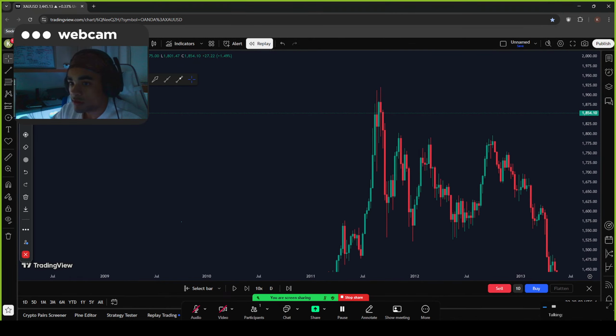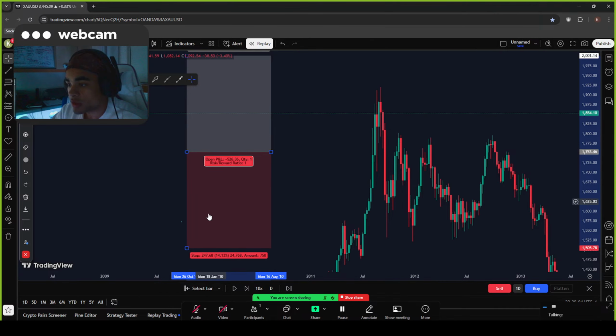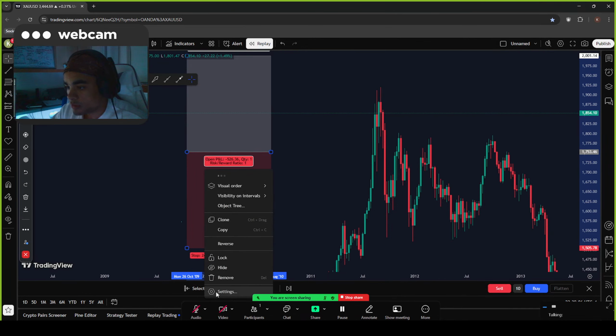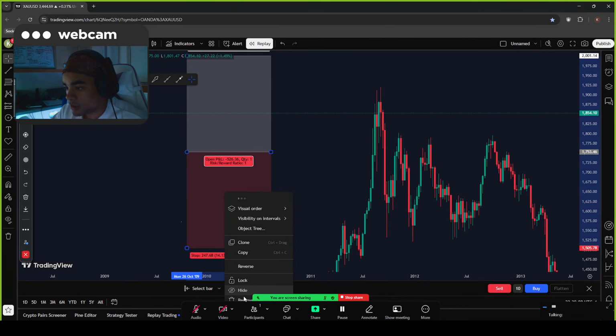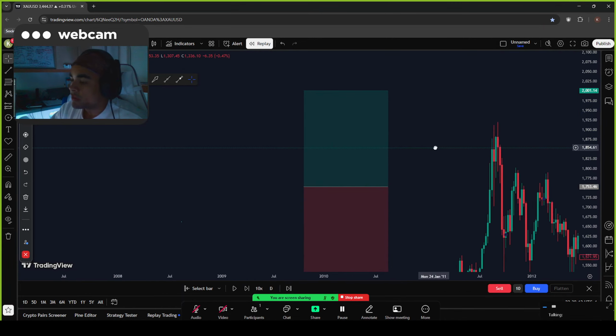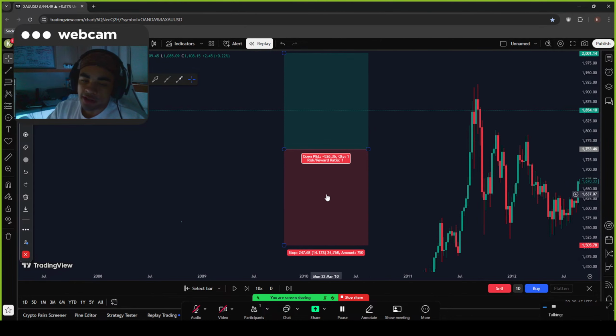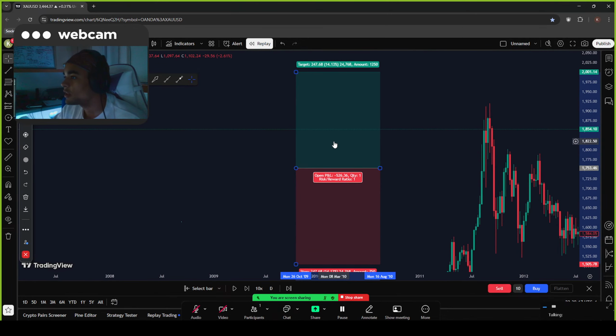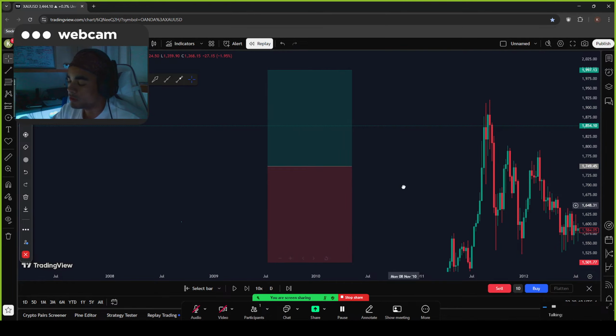When you place... Oh, I need to change those colors. One sec. Okay. So, green is buy, red is sell, okay? In this case, green is your profits, red is your stop loss.